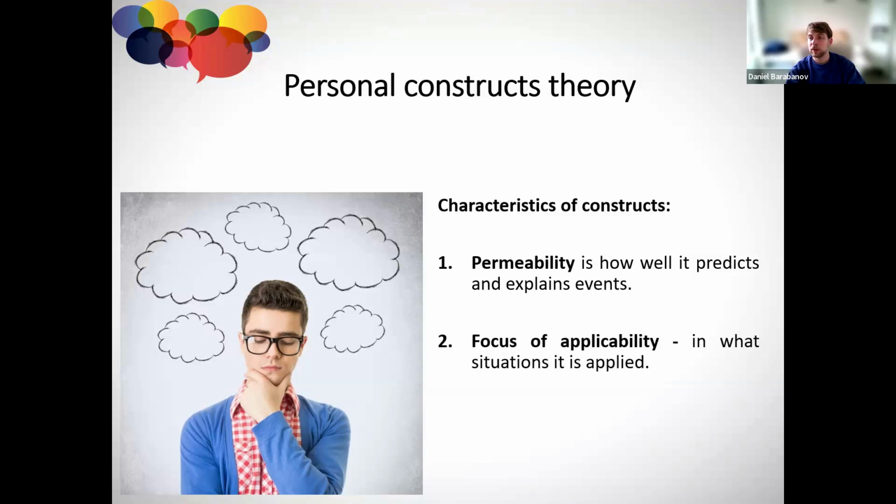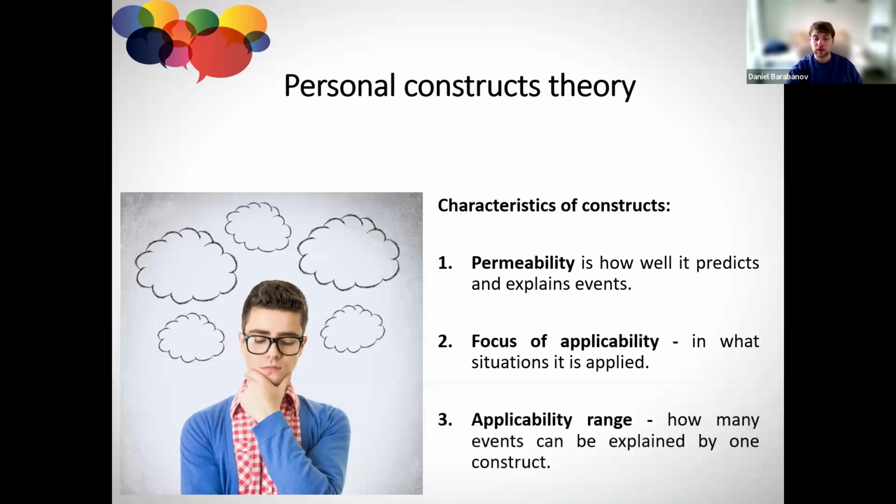Focus of applicability is where you can apply your construct, right? Some constructs can be applied in a narrow number of situations, whereas some constructs imply a broad application. And the third characteristic is applicability range. So how many events can be explained by one construct? Different situations, and how many situations you can explain with the same construct.